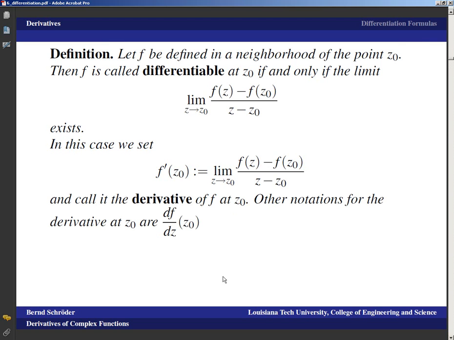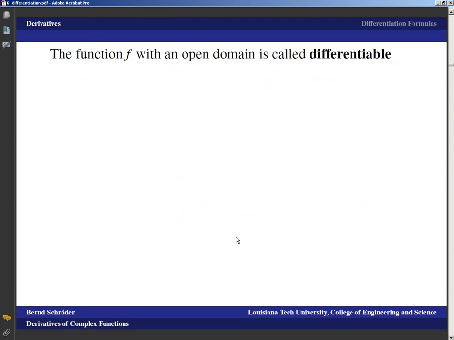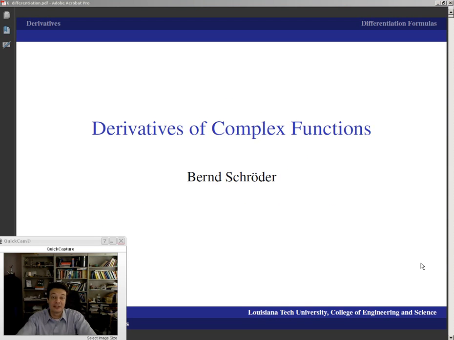And the notations are also the same. We'll call that df dz at z0, or df of z0. I don't think we'll use the capital D at all in this course, but sometimes people also write the derivative like that. Well, now let's just get to it and see what's going on with it.